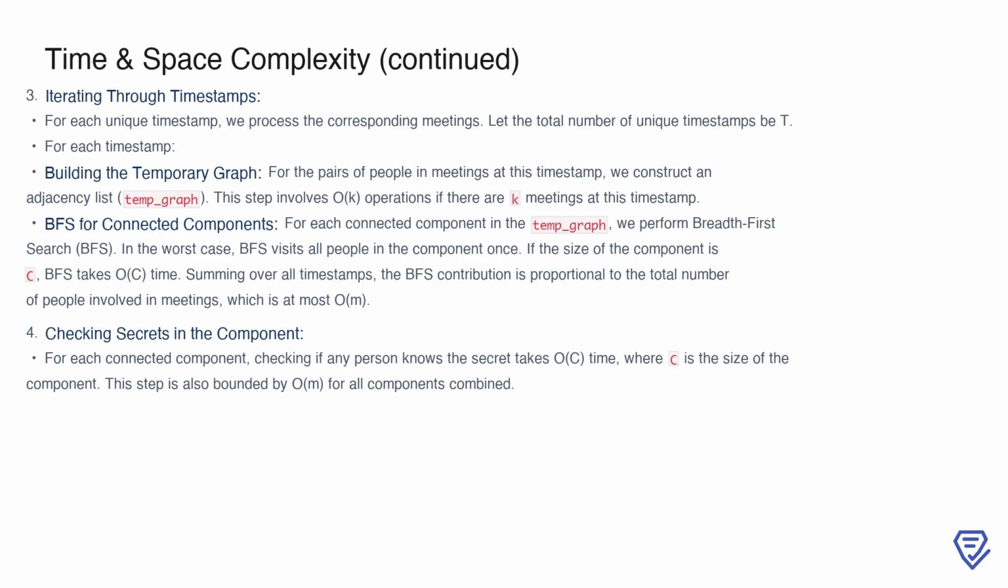After building the graph, we identify the connected components using breadth-first search, or BFS. In the worst case, BFS visits all the people in the component once, which takes c time if the component size is c. When we sum up the BFS operations across all timestamps, the total time is proportional to m, since the number of people involved in meetings is at most m. Finally, within each connected component, we check if anyone knows the secret. This operation also takes c time for a component of size c, and overall, this step is bounded by m.